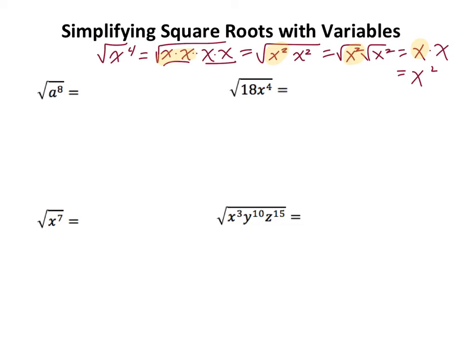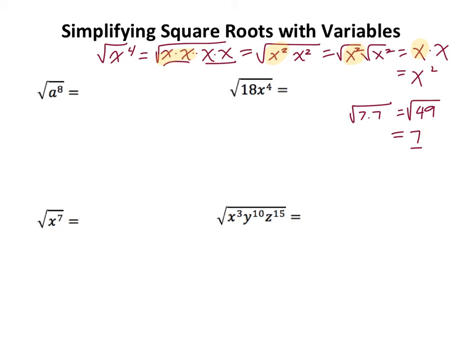We can also see this when we work with numbers, right? So if I was to have square root of 7 times 7, that would just be 7, right? Because 7 times 7 is 49, and I know the square root of 49 is 7. So whenever you have two factors inside that are the exact same, you can take it out as one factor on the outside.